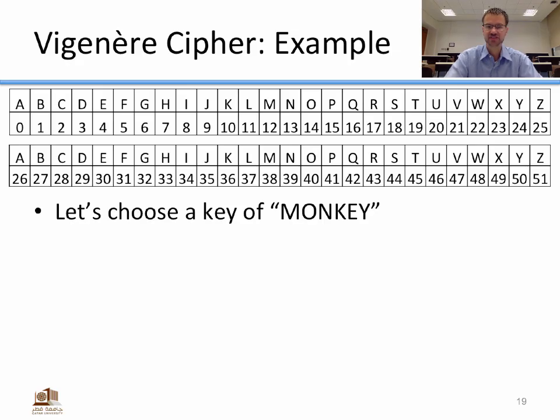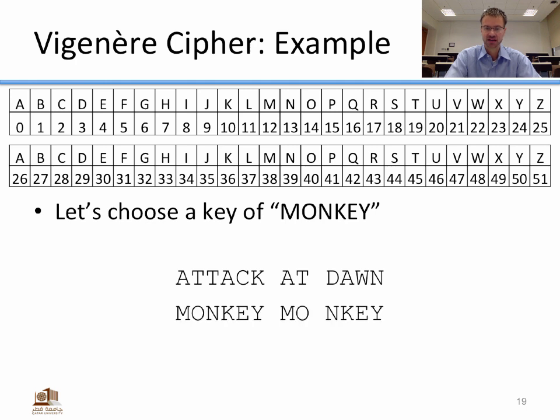So for a Vigenère cipher, you need a text key. In this case, I'm going to pick the key monkey. I like monkeys, so I'll use that as my key. We're going to take our message, attack it on, and we're going to write our key underneath it, and we're going to duplicate the key every time we run out of letters. So I'll just write monkey, monkey, and just keep repeating the key underneath your original message. And then all you have to do is add up the letters.